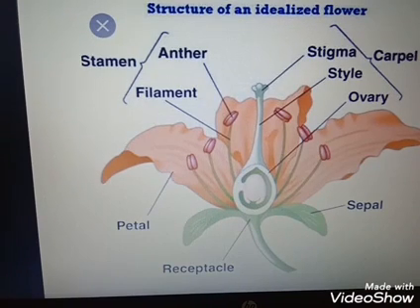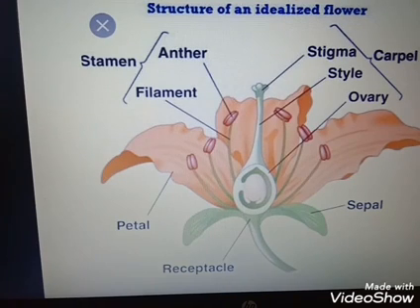Inside the ovary there is the ovule. The ovary contains ovule. And the ovule bears the ovum or embryo sac. Inside the ovule, what can we see? Inside the ovule, embryo sac or ovum is present.